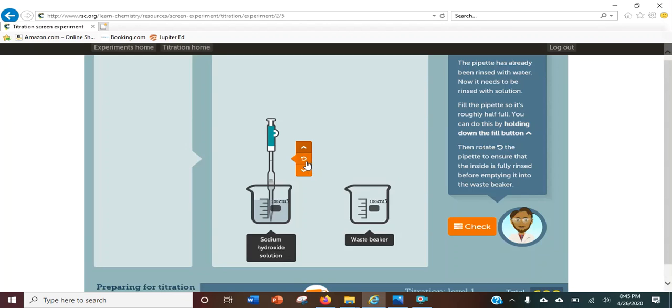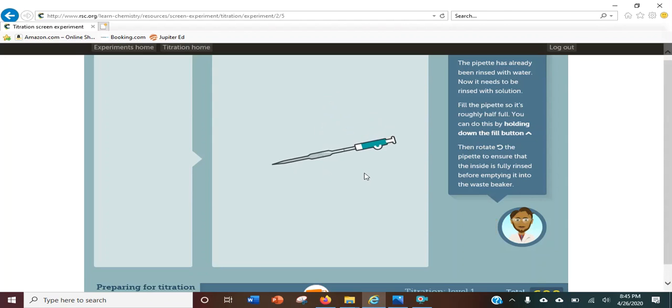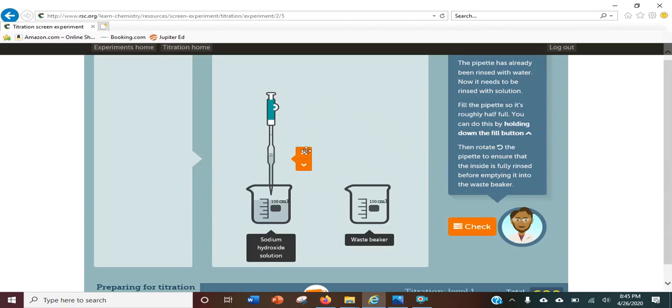Okay, you're gonna click this rotate button. All right, so this will rotate the pipette to ensure the entire pipette is rinsed with the solution. All right, so we're gonna transfer that into this. So we're gonna click the down button so that all of it transfers to the waste beaker. Right? So now our pipette is rinsed with the solution. We can now use it without any contamination.